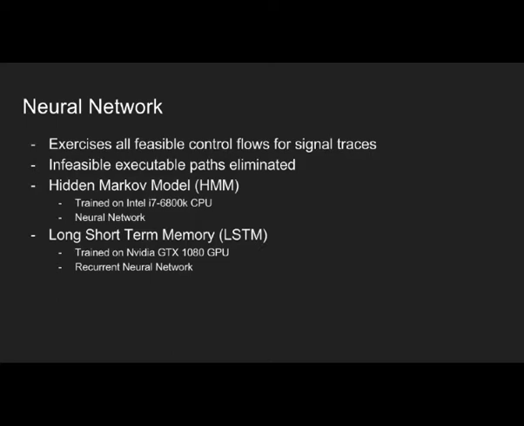And the other important thing about the neural network is they actually had two different networks that they trained. So they had the hidden Markov model, which is simply just a neural network, and they were able to train it on an Intel CPU. And the one that they actually ended up using is the LSTM model, which they had to train on a GPU, and that's a recurrent neural network. And you'll see later that the results show that the LSTM is much more accurate at classifying these signals.